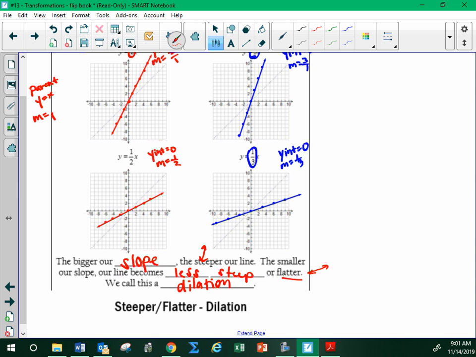Now, I believe the SOL likes to focus on using the words steeper and flatter, or steeper and less steep. So they typically like to ask you questions such as, they give you this line y equals 1/2 x and say, how does this compare to our original parent graph, or what is the transformation? And we can say it is less steep. So really just compare and look at the graphs. Okay. So that is our steeper/flatter dilation. Do we have any questions?